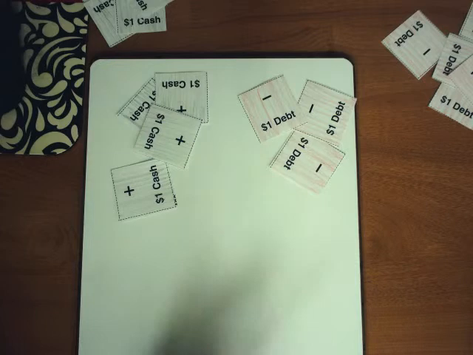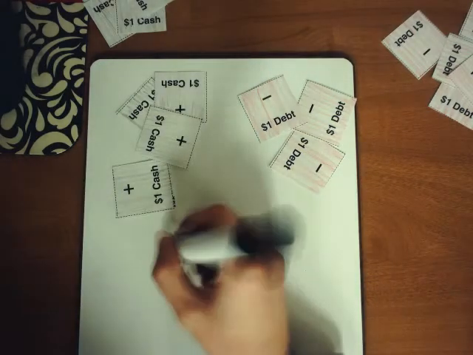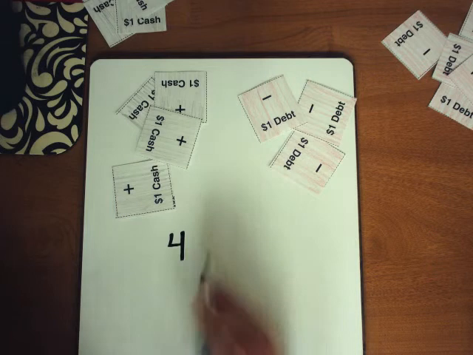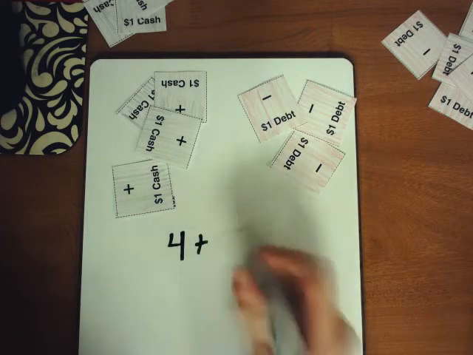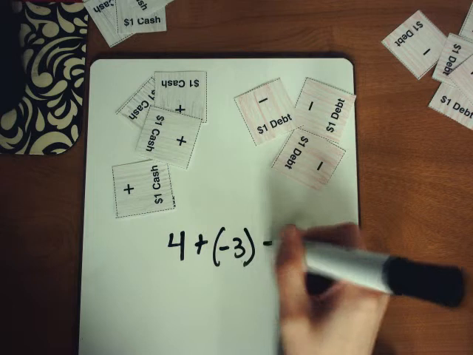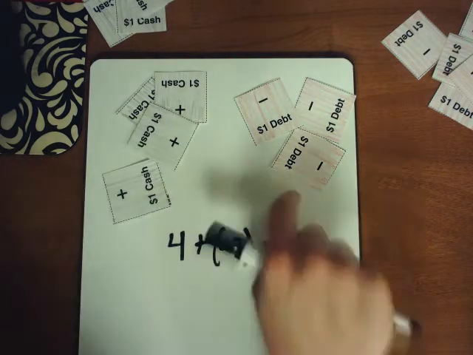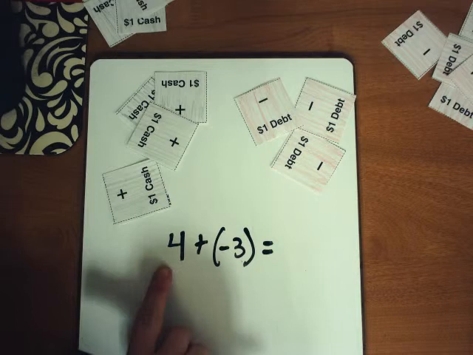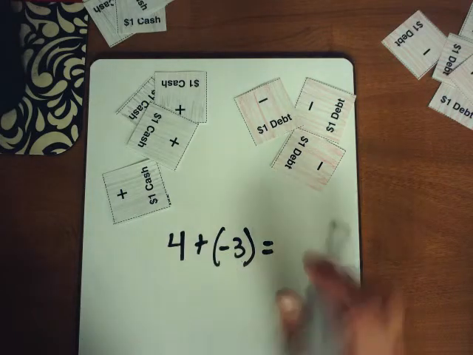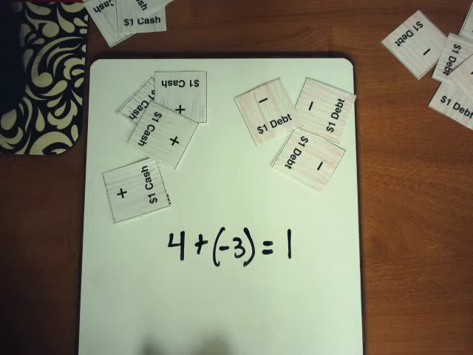Okay, so we're taking a look at my account balance right now. I've got 1, 2, 3, 4 positives. And then I added 1, 2, 3 negatives. Okay. So when I take a look here, I've got one more positive than I do negative. So 4 plus a negative 3 is equal to 1, right? Because I've got one more here.